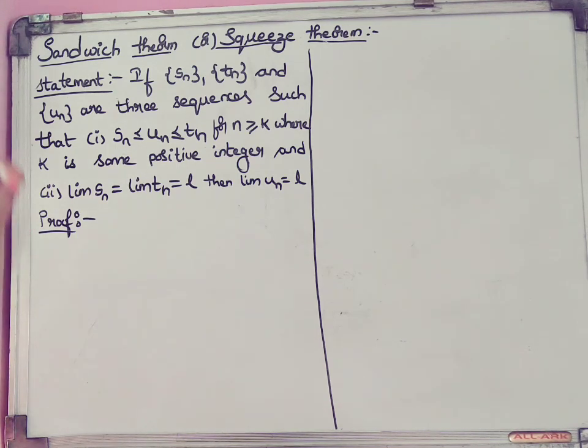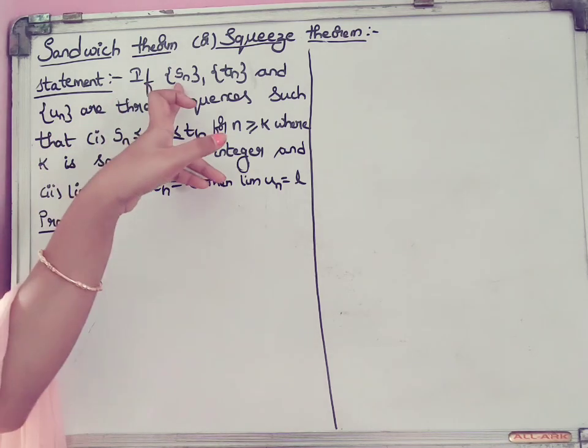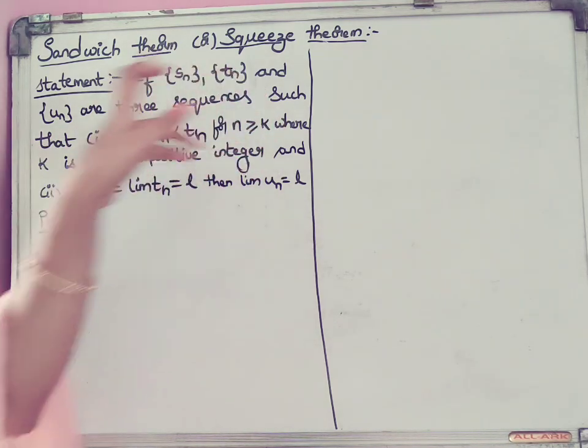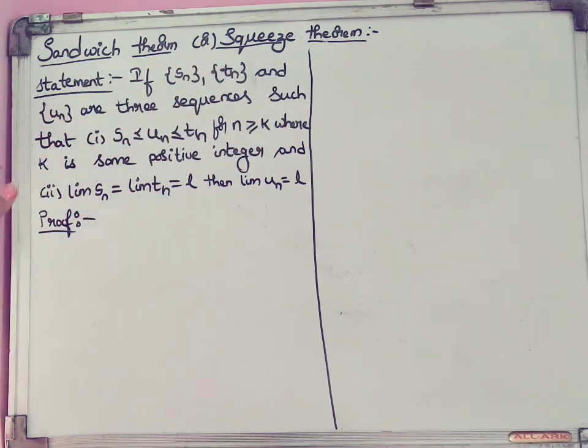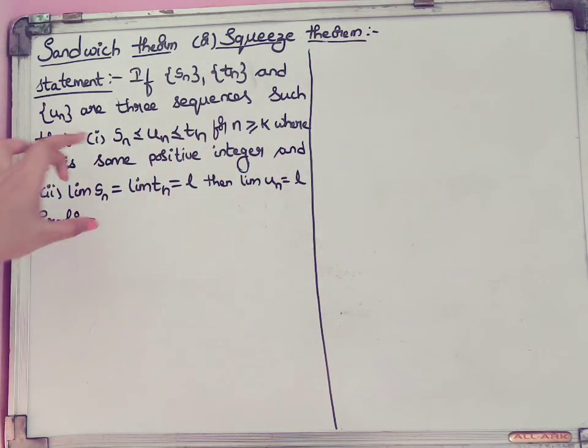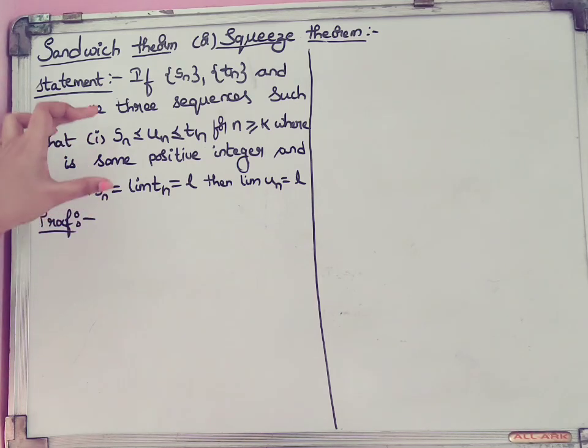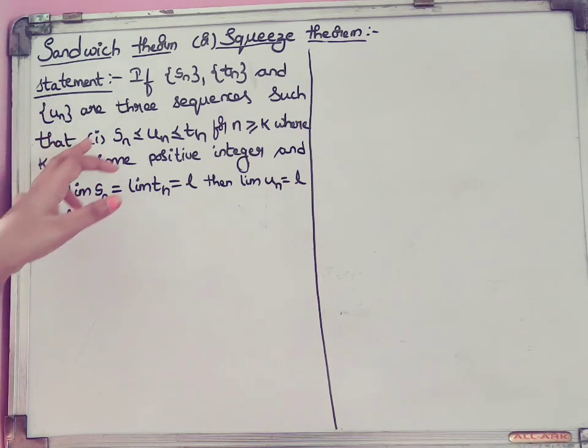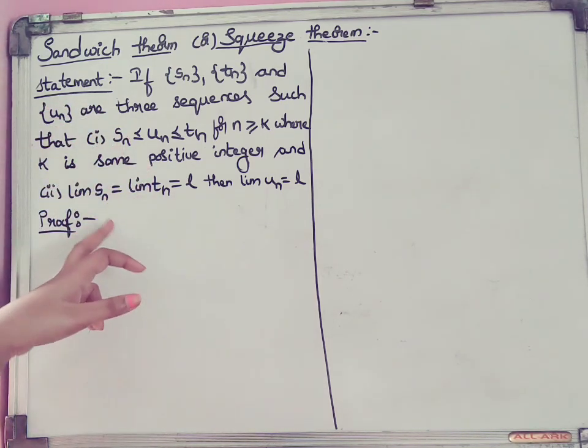See here, first they consider three sequences. What are the sequences? Sequence Sn, sequence Tn and sequence Un. These are our three sequences. So first we need to consider these three sequences. Finally, what we need to prove here? Limit Un is equals to L by using these two conditions. So we need to suppose first condition, second condition.